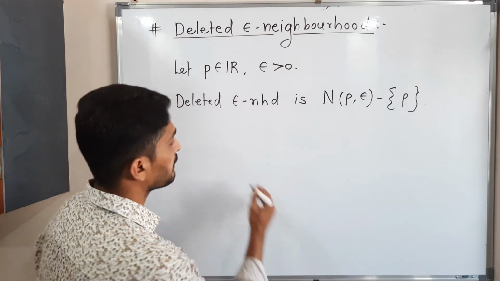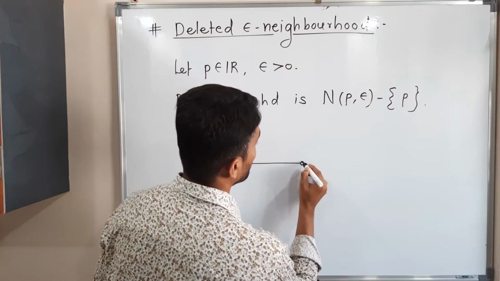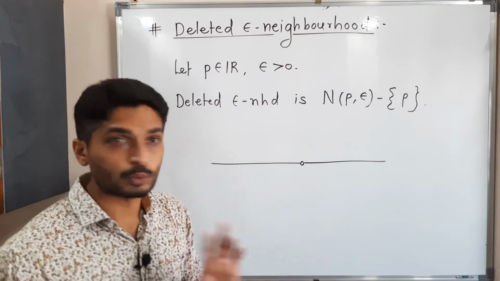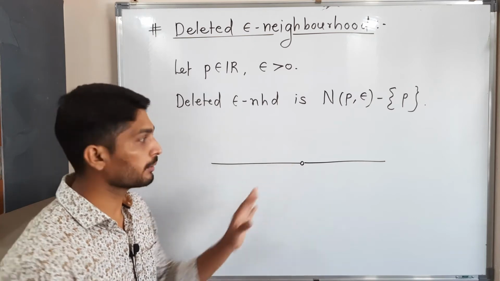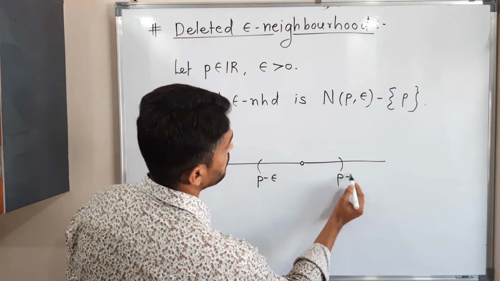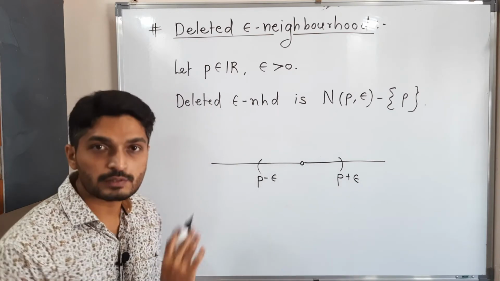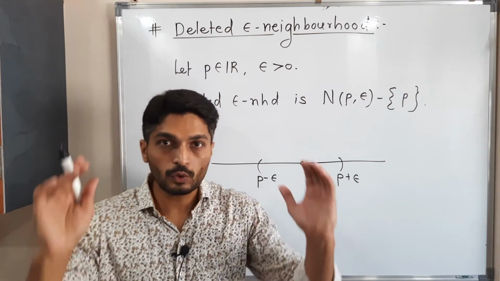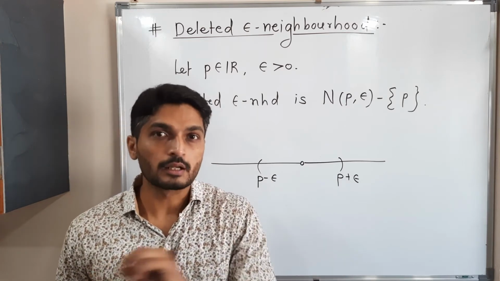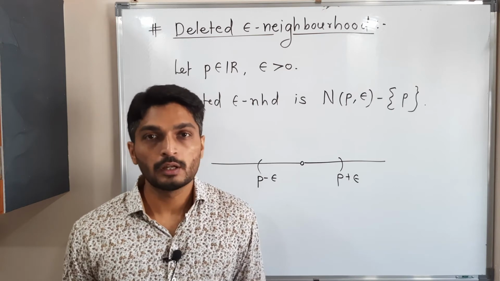If you draw the diagram, it will be like this. Getting? So this point P, but it is removed. So that's why I have shown here empty, okay, blank. So this is P minus epsilon and this is P plus epsilon. P is removed. So that's why I have not shown it here. Getting? So this is called deleted epsilon neighborhood. That means the center is removed from the neighborhood. Okay. Make a screenshot of it.